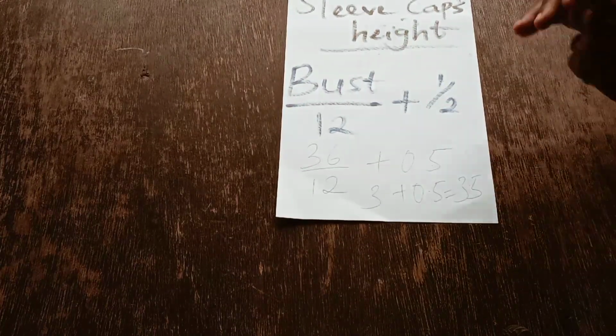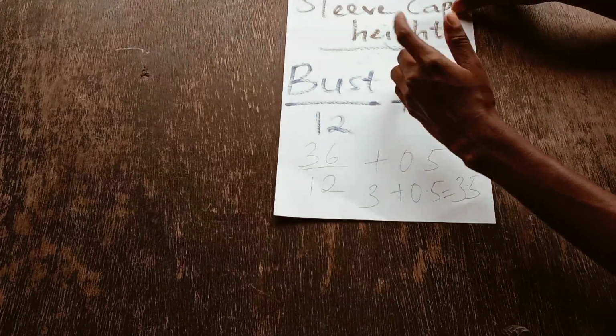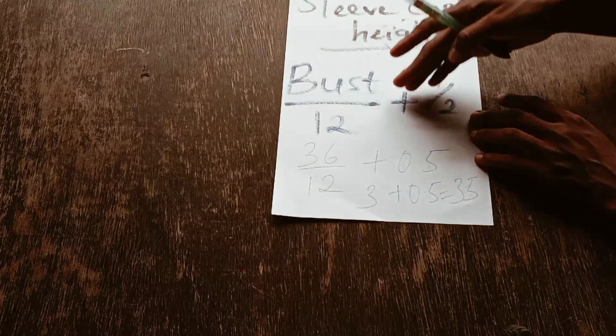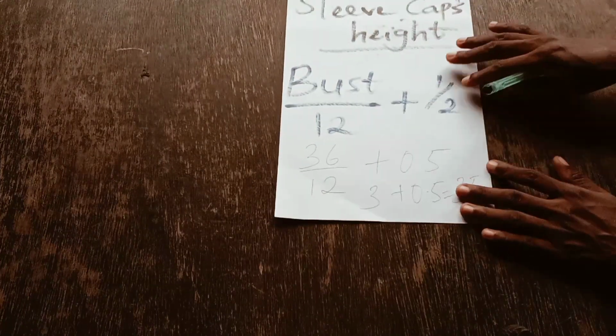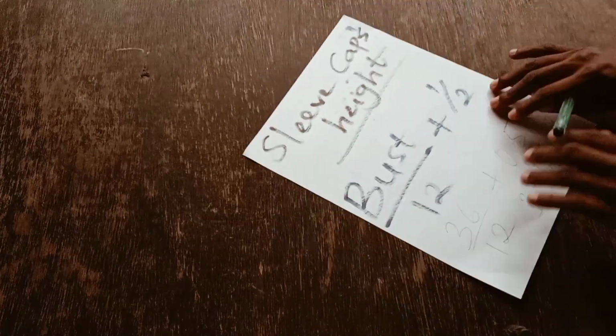This is when you are cutting out your sleeve: the measurement from the shoulder tip to the underarm line is your cap height. So this is how you get the measurement.